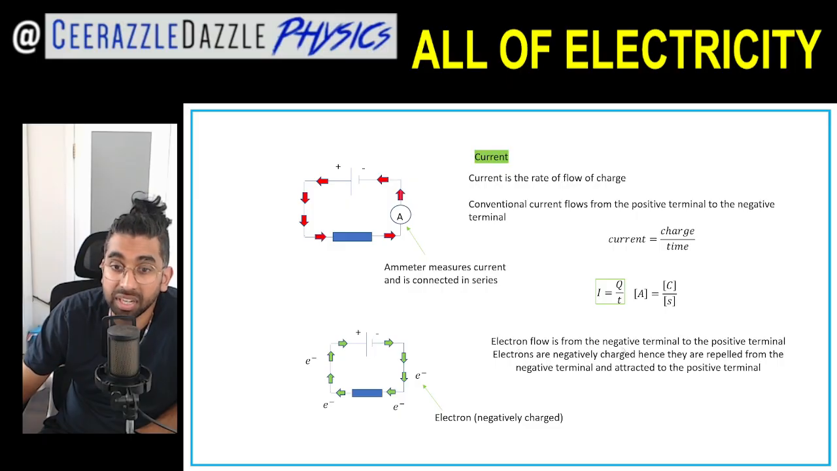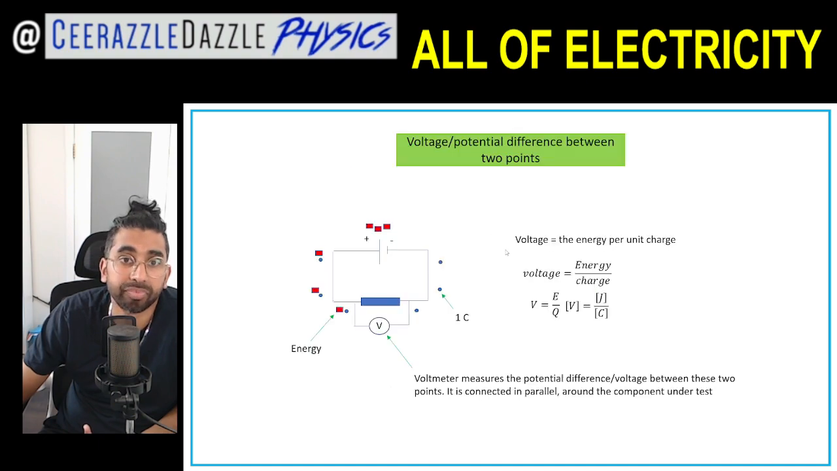Electron flow is from the negative terminal to the positive terminal, going the opposite way. The reason why is because electrons were discovered to have negative charge. Therefore, negative, negative, they will be repelled away and then travel to the positive terminal, being attracted. So conventional current is not the same as the electron flow.